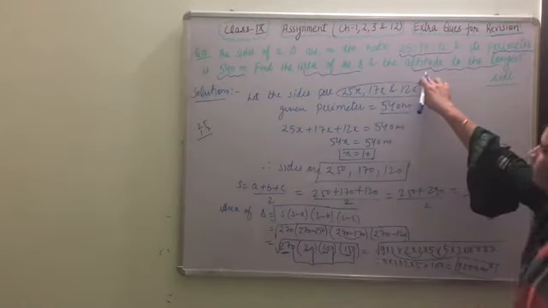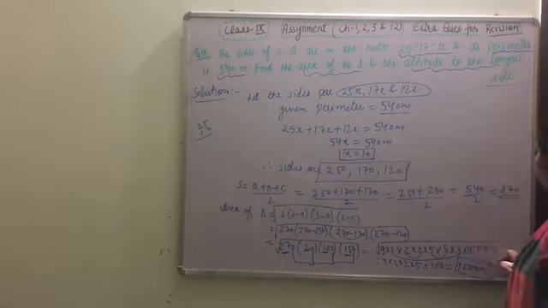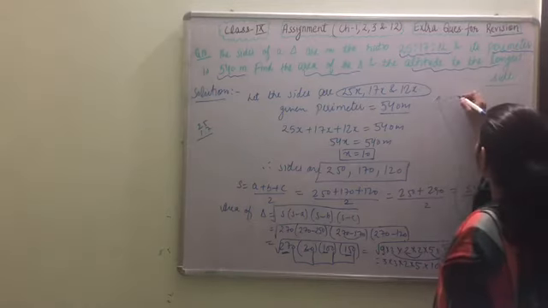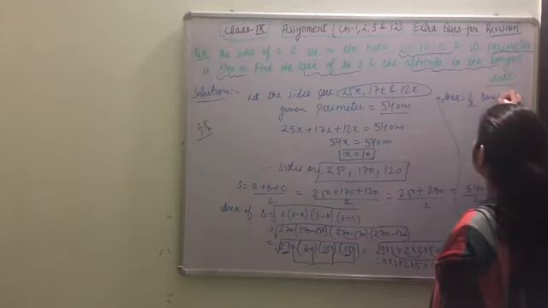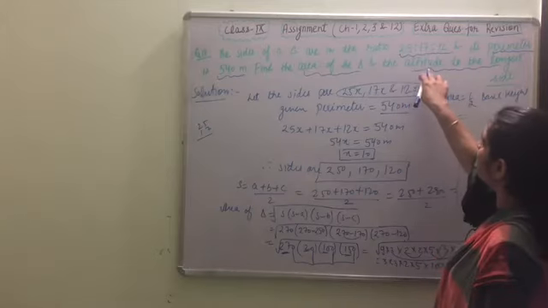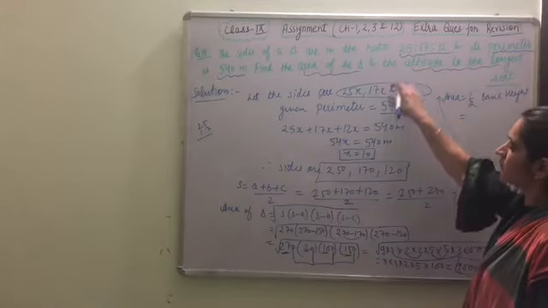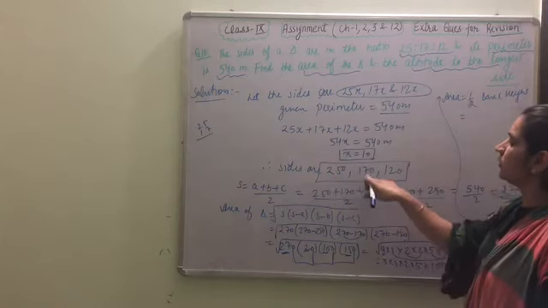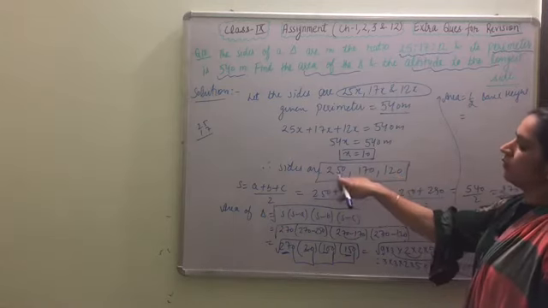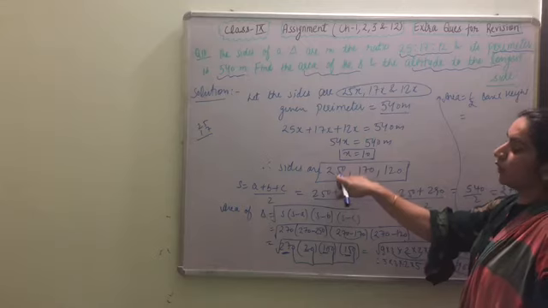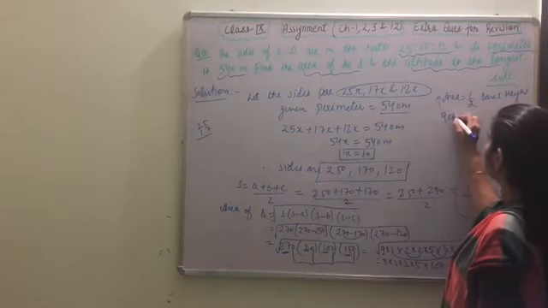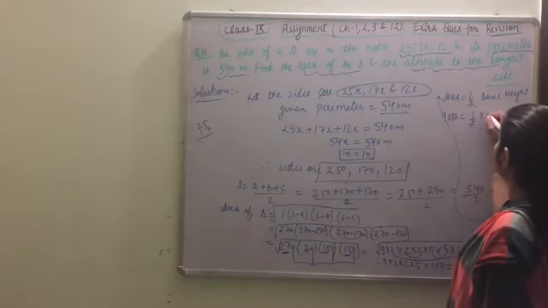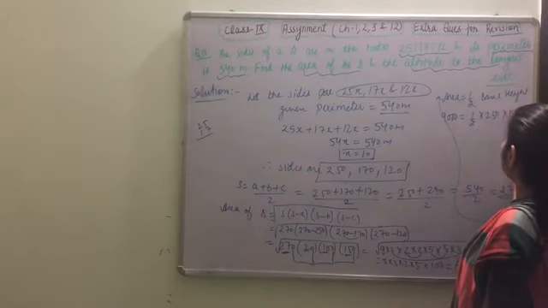Now the second part is also there. We have to find the altitude to the longest side, and the formula for the area is half into base into height. Here the three sides are 250, 170 and 120, so the longest side is 250. We take 250 as the base. Half, area is 9,000 and base is 250. The height we have to find.